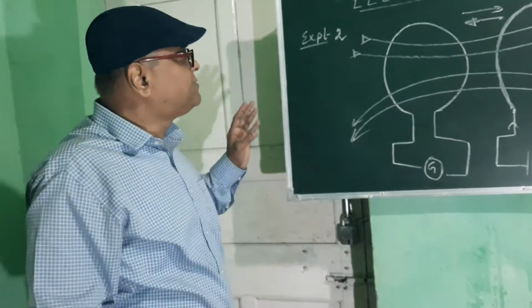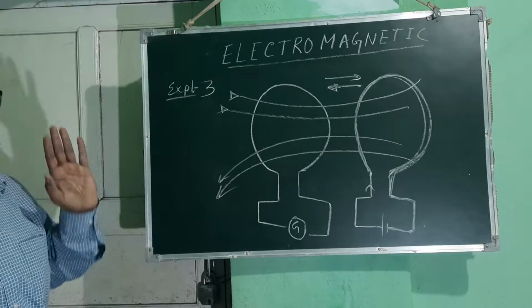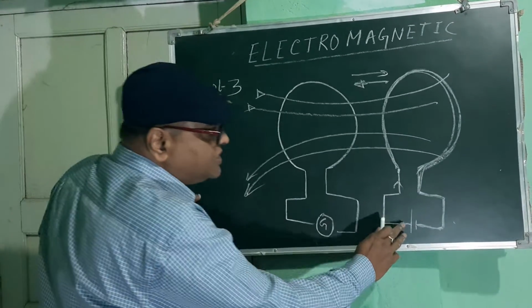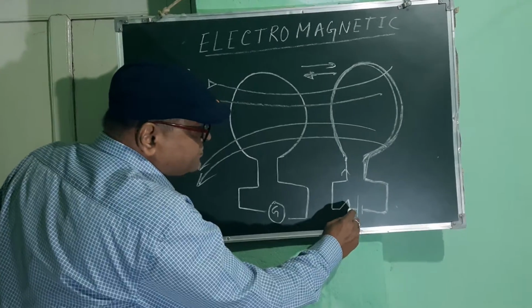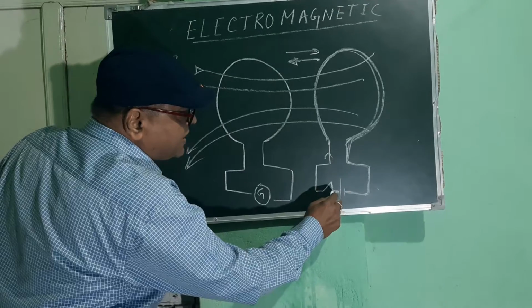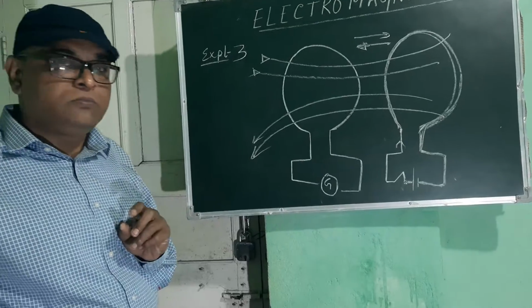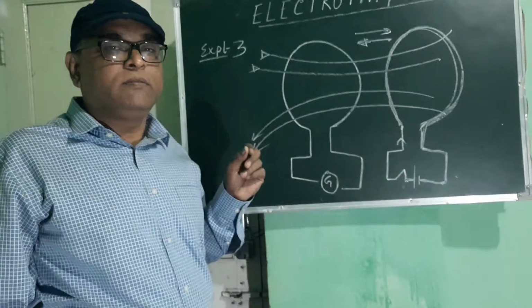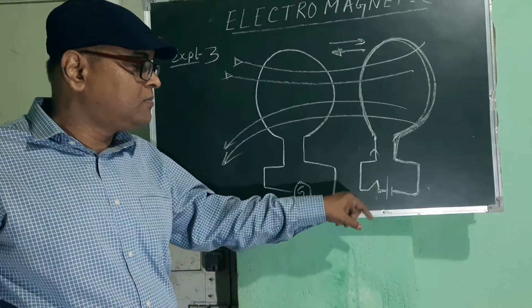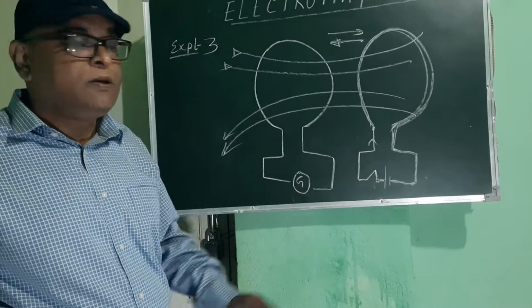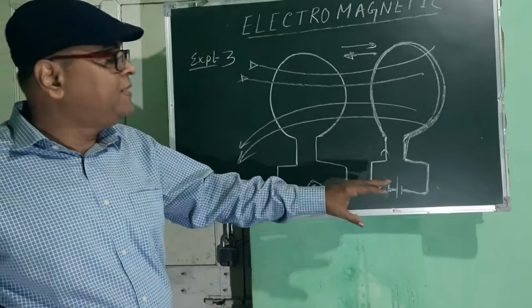Now experiment number 3. In experiment number 3, what will we do? This slide will change, nothing more. Then we will use a tap key. Instead of flowing steady current, we will simply tap the key up and down, close, open. So instead of flowing steady current, the current is changing.